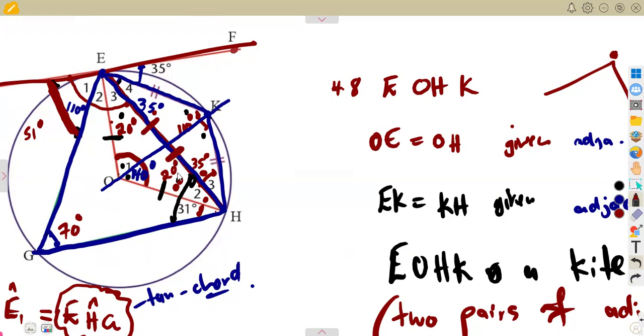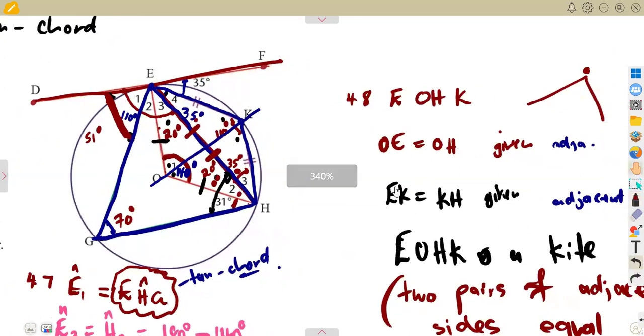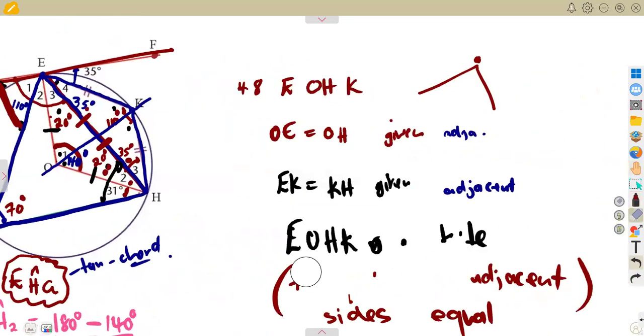These are the properties of a kite. So EH is also divided into two equal parts. So this line does a special job. It divides the angles into two equal parts. So as we are used to seeing this kite, when it is like this, we have already proved it. I'm just going to remove this.